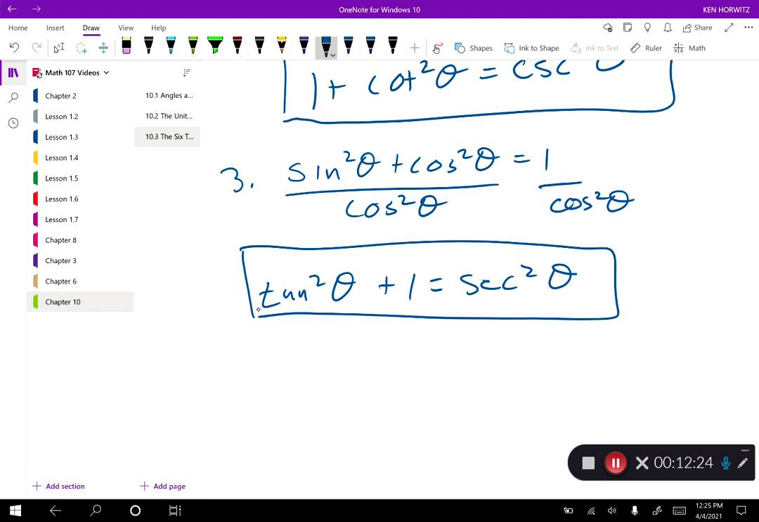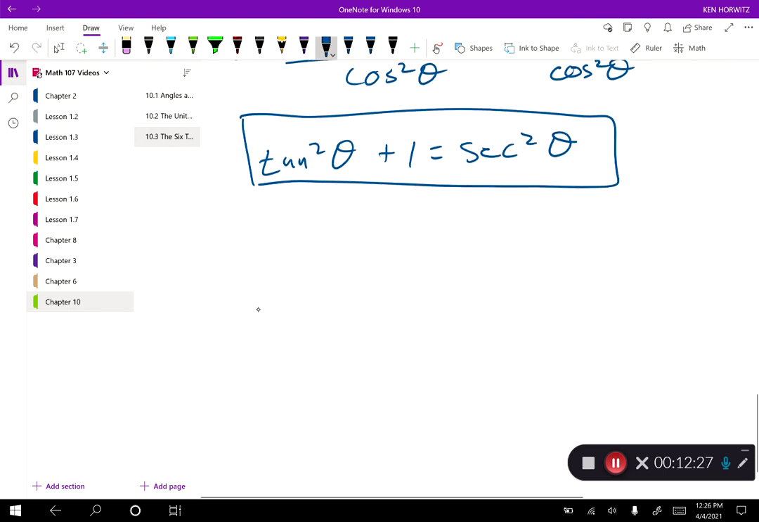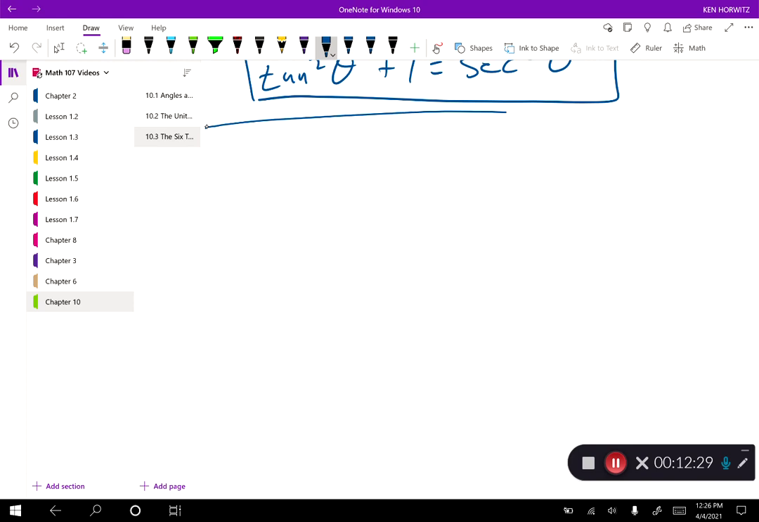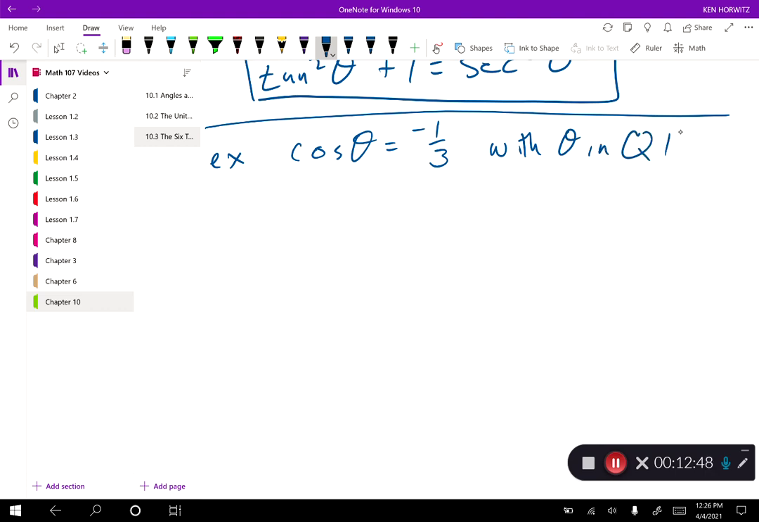All right. So let's see what we can do. We are going to try to combine some of this stuff and take our examples to the next level. If I say that the cosine of theta equals negative 1/3 with theta in quadrant 2, Q2 means quadrant 2, find the other 5 trig functions.